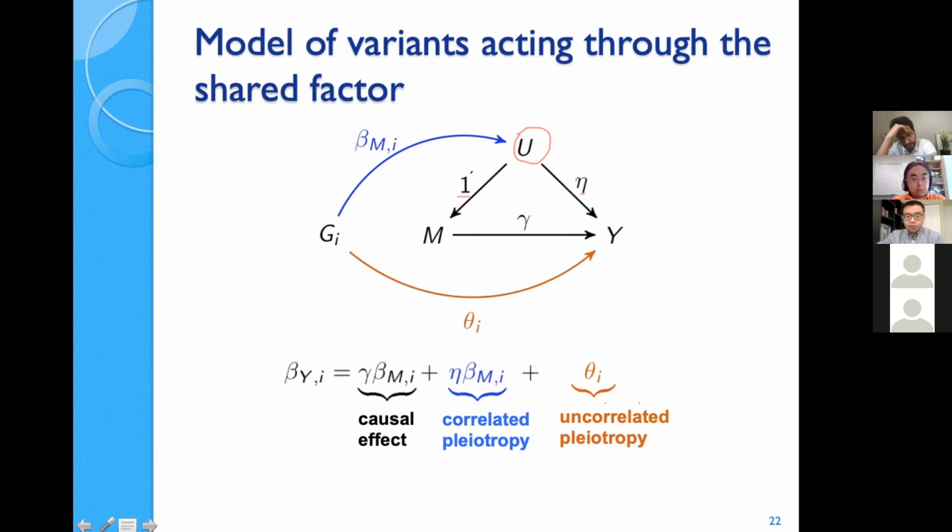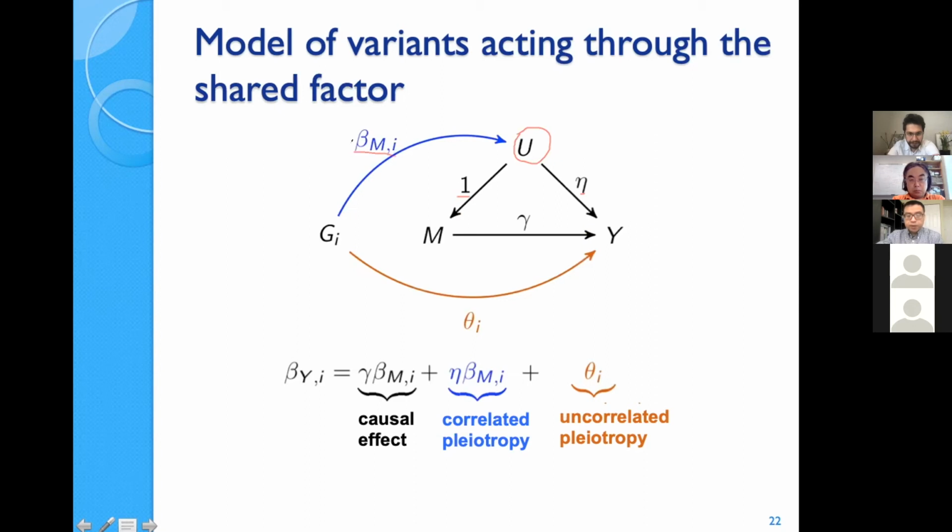The reason we set this to 1 is that U is unobserved, so you can arbitrarily scale U so that the effect is always 1. That makes the math somewhat simpler, because it doesn't introduce additional parameters. It eliminates one parameter. And then we call the effect of GI on U beta MI, right?